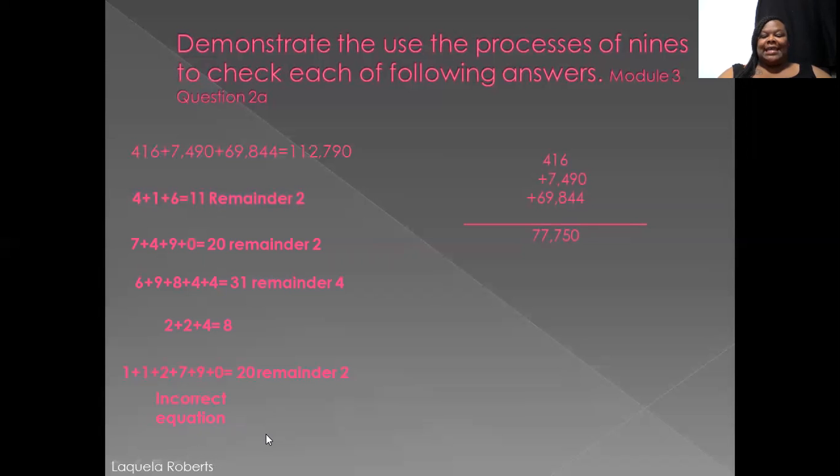That equation is incorrect. So to find the right equation, you're going to add 416, 7,490, 69,844. So you will get 77,750. That is the correct equation. On to the next one.